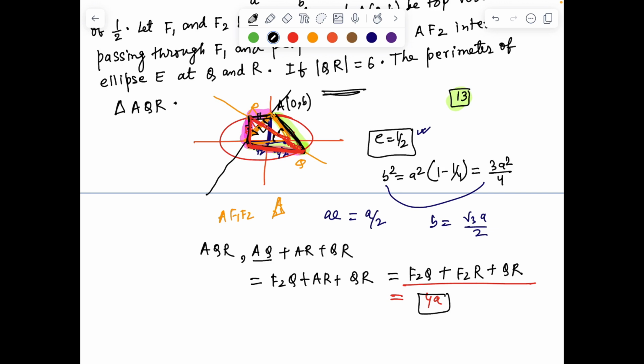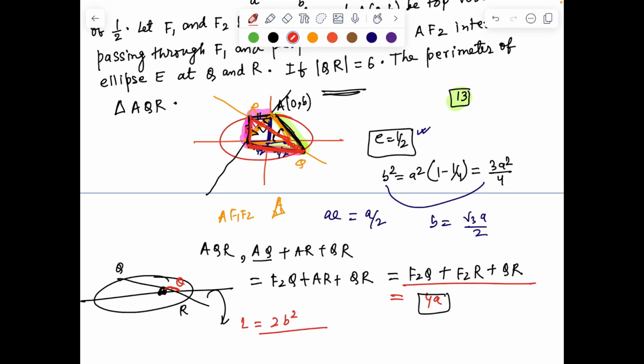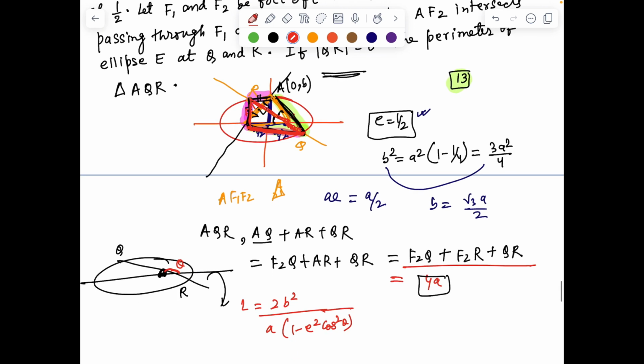Till now I have not used the information of QR. So let's see how to use the focal length property over here. We know that in a standard ellipse, if a focal chord is inclined at an angle theta, its length is given by 2b²/a into 1 minus e² cos² theta. You can verify this by putting theta equal to 0, we get the length of the latus rectum. In that case we'll have 2b²/a, because this part will be missing, right?